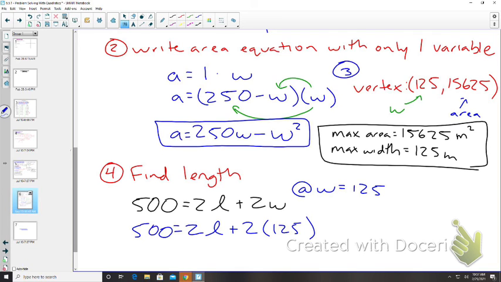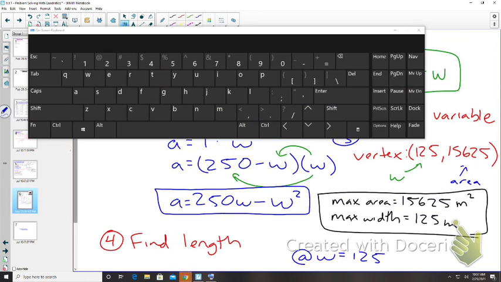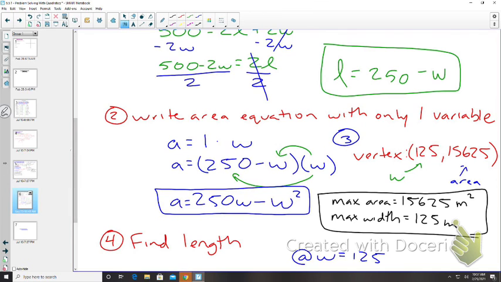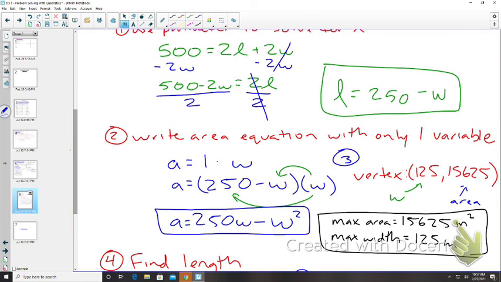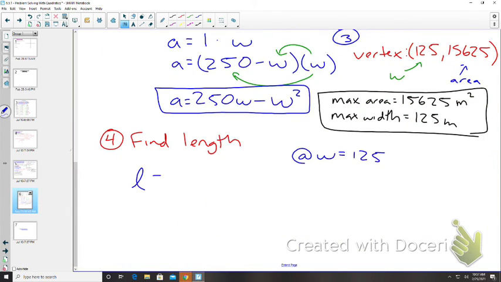I messed that one up, sorry. I did it wrong. So for length, we gotta go back to this one here. Length is equal to 250 minus our width, because we've already solved it in terms of L, right? And we know our W now, so we can just punch that in. Sorry about that. So L is equal to 250 minus 125.